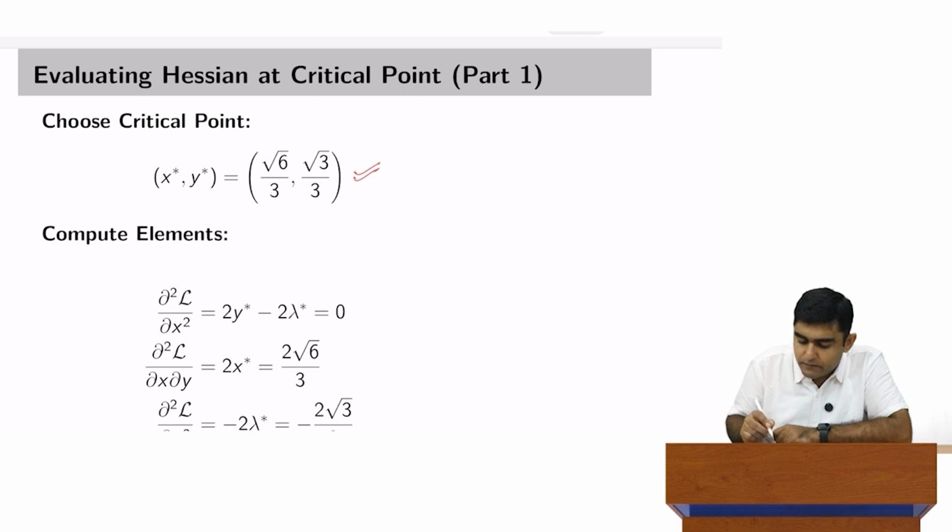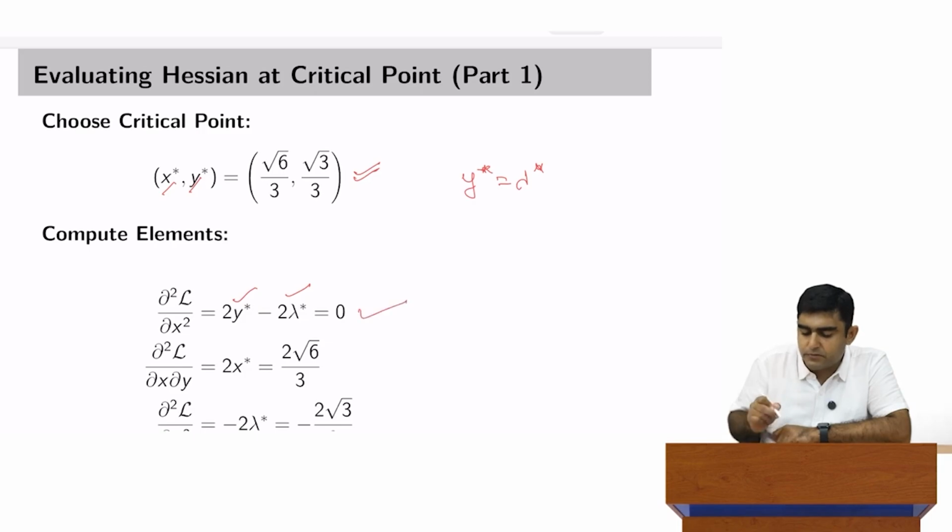So, what we do is that we substitute the values of y star, lambda star wherever we have those particular values. In case of this x star and y star, we also notice that y star was equal to lambda star, as a result of which the first term reduces to 0. Del square L del x del y takes the value of 2 root 6 by 3, and del square L del y square takes the value of minus 2 root 3 by simple substitution of values of x and y at the point of interest, or what we call the critical point. This is our critical point.